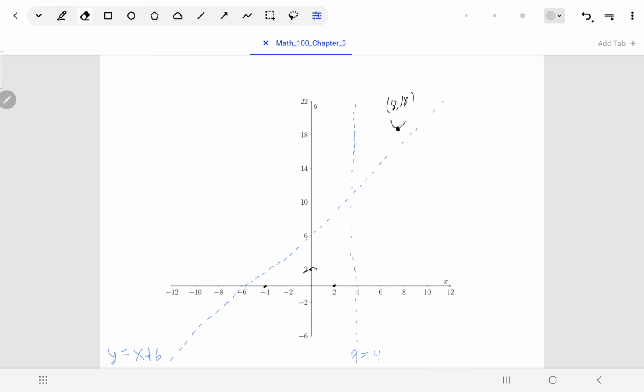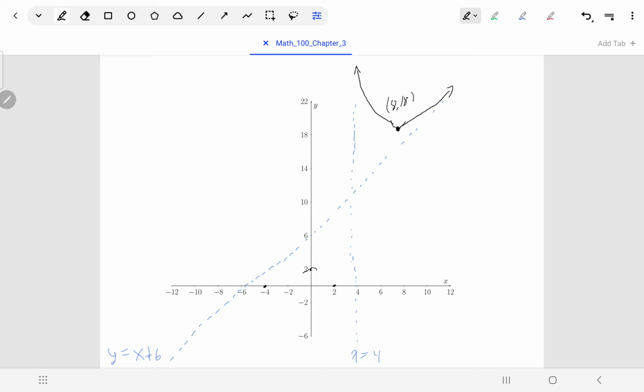So for example, 8, 18, that's a minimum, and I know after that point we are going to be increasing and getting close to my oblique asymptote. So after I leave that point, I'll start trending upwards. And as I head to the left, I'm heading towards my vertical asymptote, and I know I was decreasing between the vertical asymptote and 8, 18, so I must be heading up to positive infinity there.